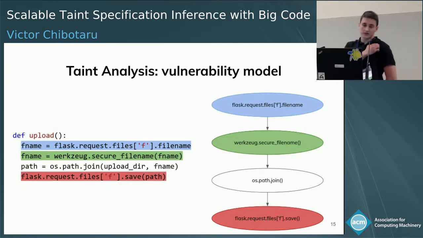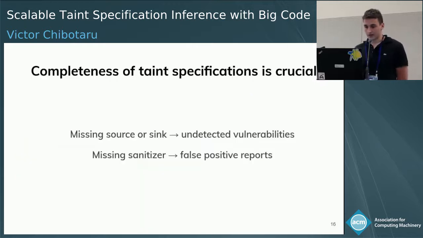As you can see, Taint Analysis, at least conceptually, is quite straightforward, but there's one big caveat. It relies on a manually provided specification of sources, sinks, and sanitizers. The Taint Analyzer has to know in advance which nodes are sources, sinks, and sanitizers to work. And its performance very highly depends on the completeness of the taint specification. Whenever it misses a source or a sink, this will result in undetected vulnerabilities. Whenever it misses a sanitizer, this will result in false positive reports.